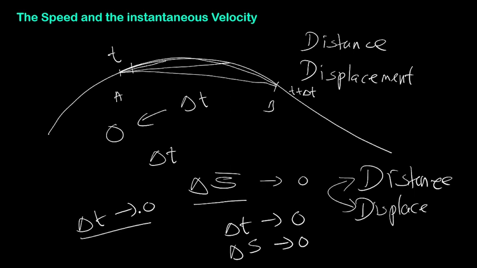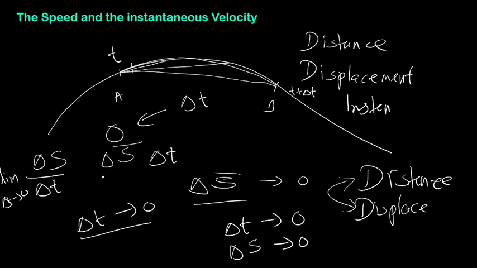And when delta t is indefinitely small, we get instantaneous speed. The instantaneous speed is given by delta s upon delta t as the limit delta t tends to 0, and the instantaneous velocity is obtained by dividing the displacement by the time. So the bar represents displacement and the absence of a bar represents the distance.